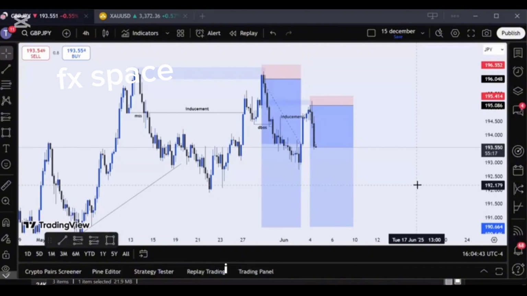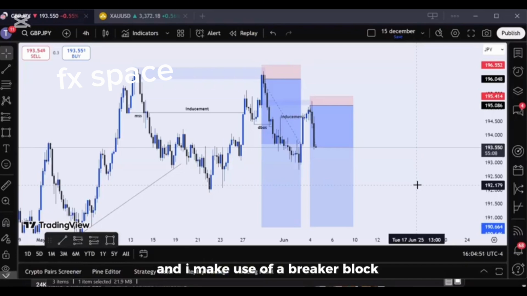Now, there are two different points of interest that I make use of. I make use of what? I make use of an order block, and I make use of what? A breaker block. I make use of an order block, and I make use of a breaker block.